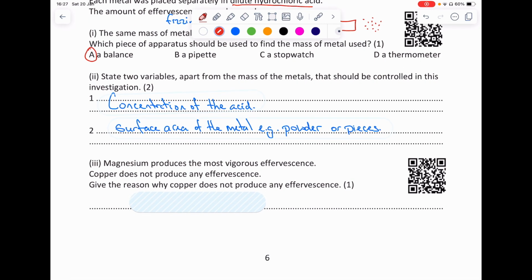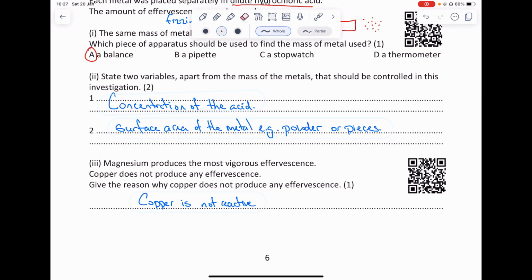Magnesium produces the most vigorous effervescence, that means it's reacting more. Copper does not produce any. Give a reason copper does not produce any, so copper is not reactive in the acid.